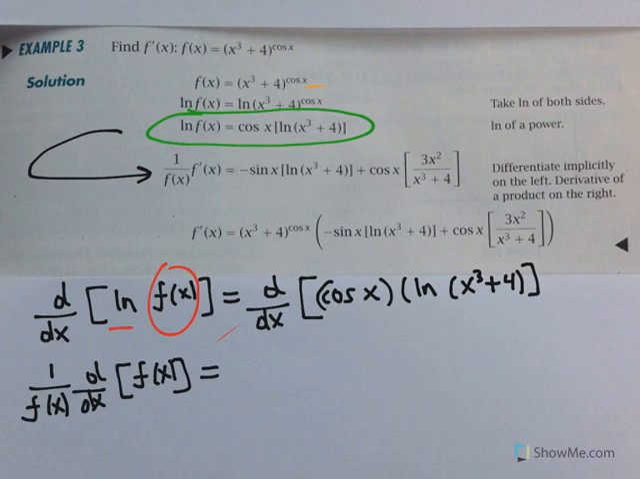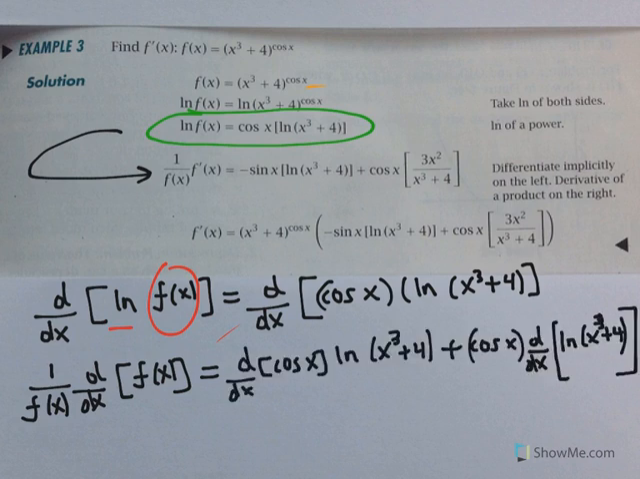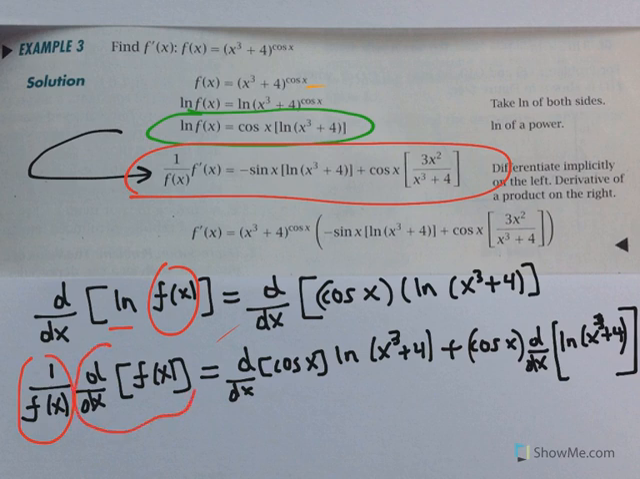And on the right side of the equation, you have to use the product rule. So the derivative of the first function times the second plus the first function times the derivative of the second. And when we do that, this is what we get. So let's look at the left side. We have 1 over f of x times the derivative with respect to x of f of x, which is f prime of x. And of course, that's what we're looking for in this problem, so we'll have to solve for it in the next line.